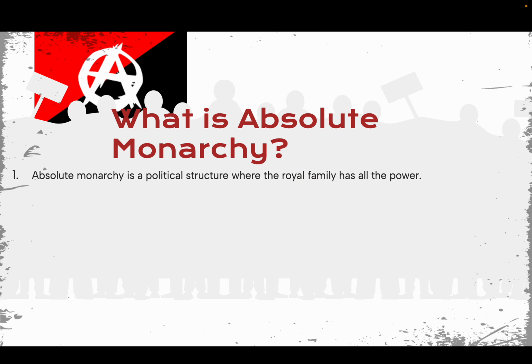What is absolute monarchy? Absolute monarchy is a political structure where the royal family has all the power. If you look at the Middle East, the prince of Saudi Arabia has all the power in Saudi Arabia, and he can control everything. You can say that he is a monarch.